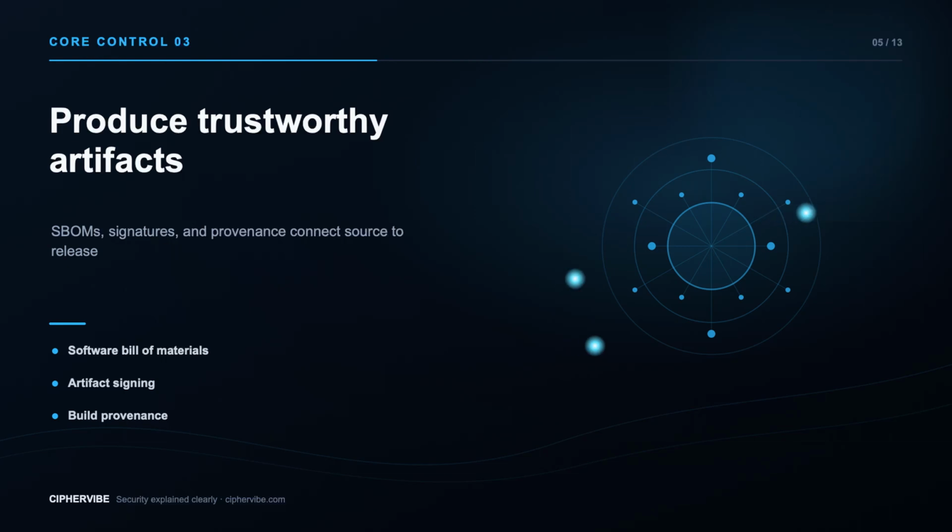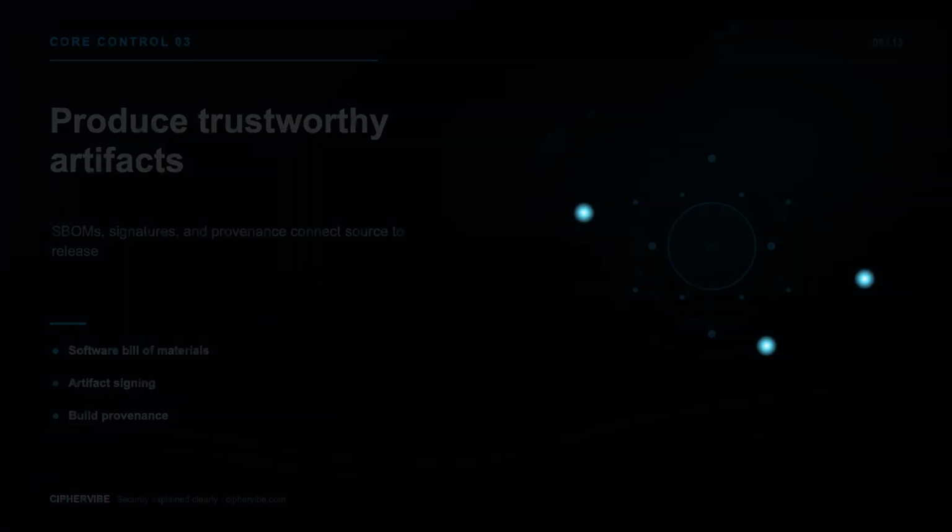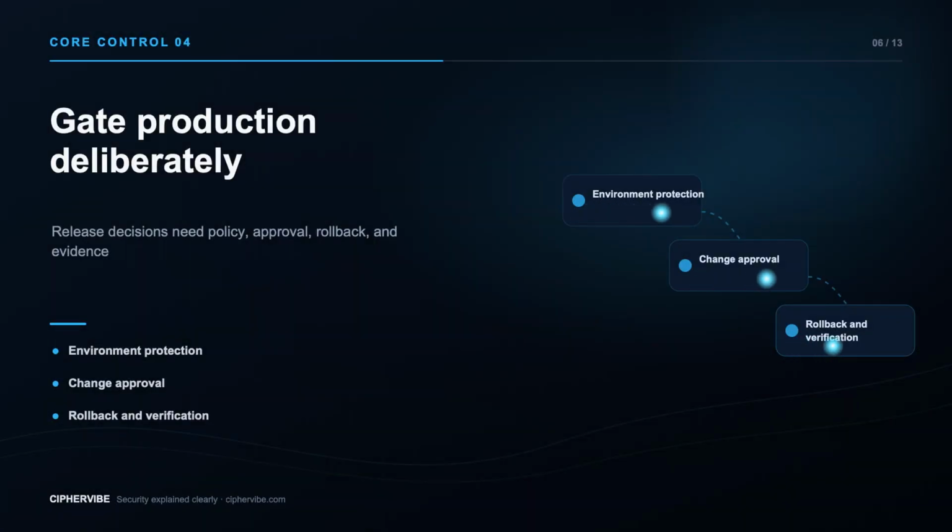The third building block is produce trustworthy artifacts. Generate an SBOM, sign artifacts, capture build provenance, and store releases in protected repositories. Verify at deployment time that the artifact came from an approved workflow and has not been replaced, retagged, or mixed with an unreviewed dependency.